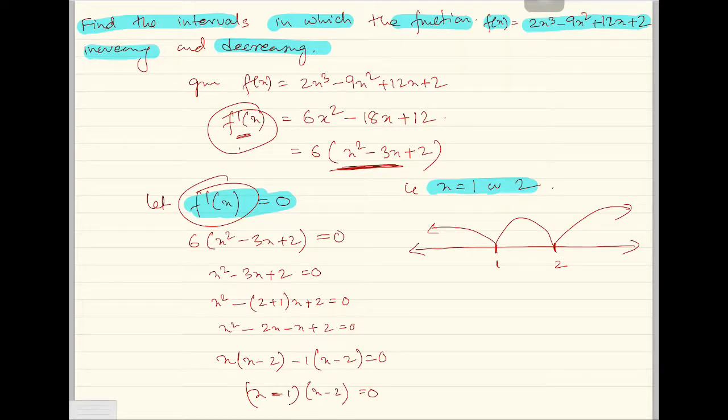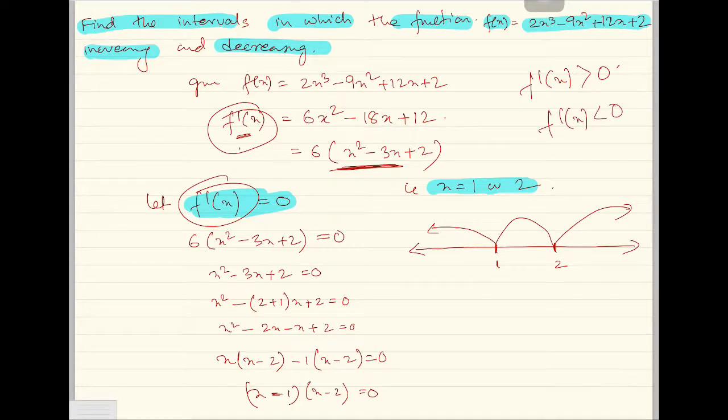If I find the sign of f dash x at these intervals, then wherever it is positive, it is increasing. Wherever it is negative, it is decreasing. Isn't it, everyone? Because if I find out f dash x is greater than 0, that is positive, then it is increasing. If I find out f dash x is less than 0, then it is decreasing.